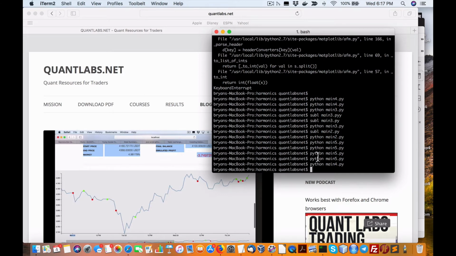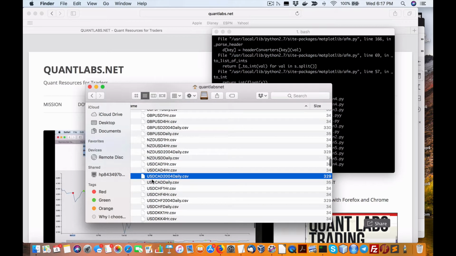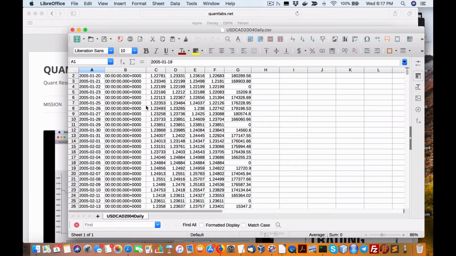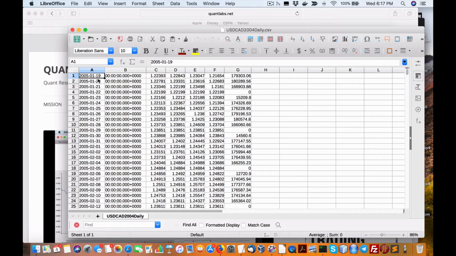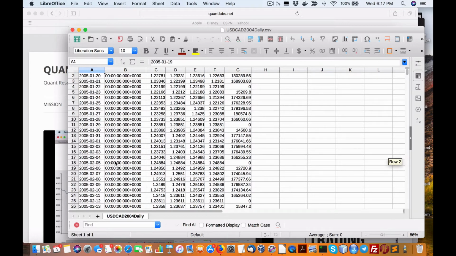Now, we are dealing with harmonic patterns here. What I want to show, first of all, is that we are just doing this on a file that I can generate from Dukascopy Forex. It's daily data all the way back to 2005, I believe. So this is the starting point for the daily data, as you can see here, starting January 19, 2005.